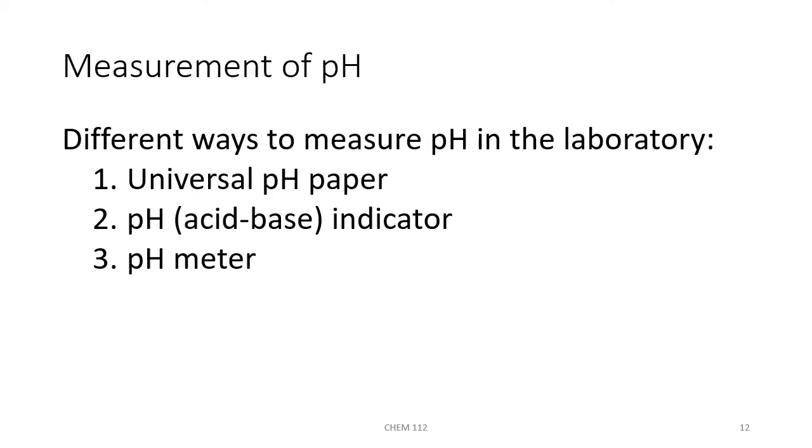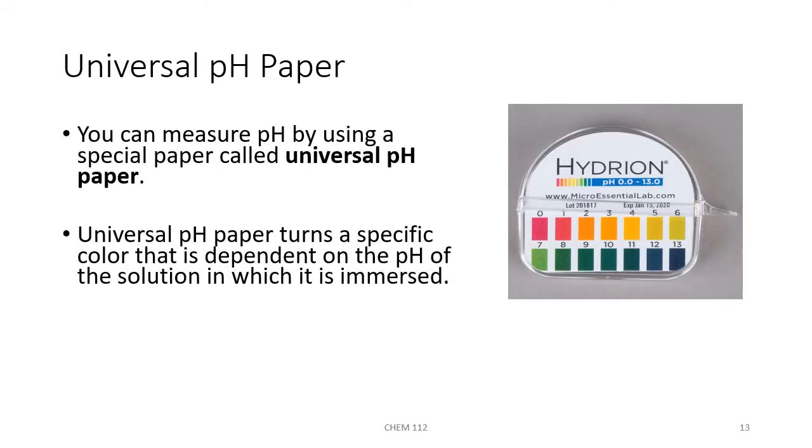There are a few different ways to measure pH in the laboratory, and some are more accurate than others. The first way is using something known as universal pH paper. There's a couple different types of pH paper, but universal pH paper will change colors depending upon the pH. You can use an acid-base indicator, or the most accurate method is a pH meter. Universal pH paper will change a certain color when dipped in a solution, and you can match the color up to the chart that's on the container to identify what the pH of the solution is.